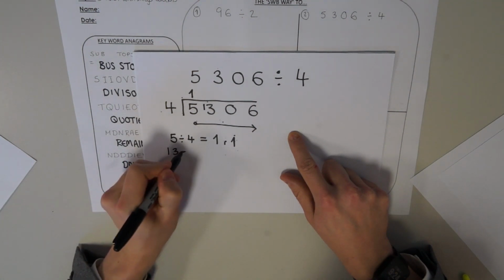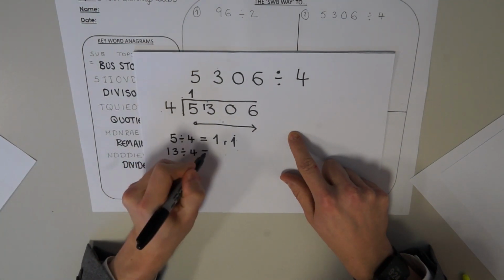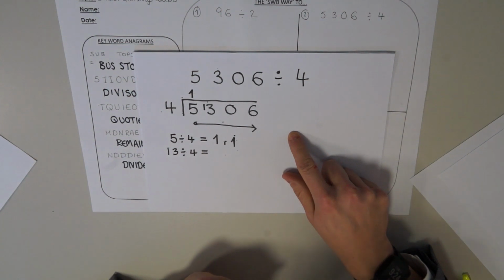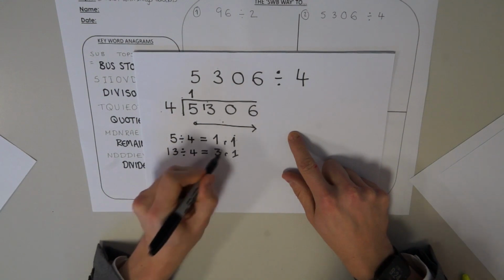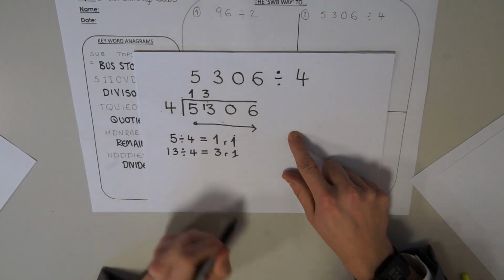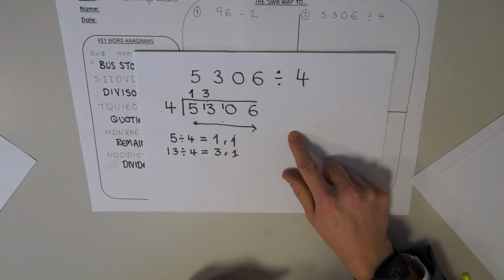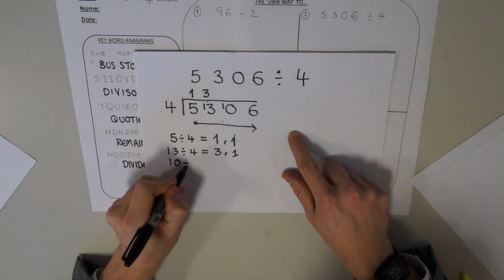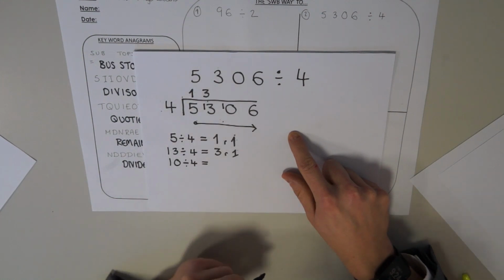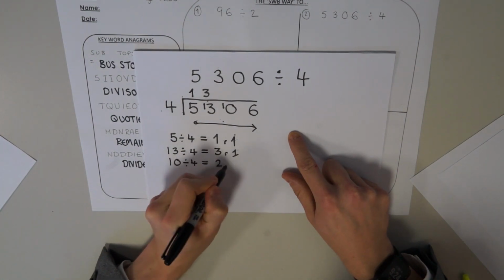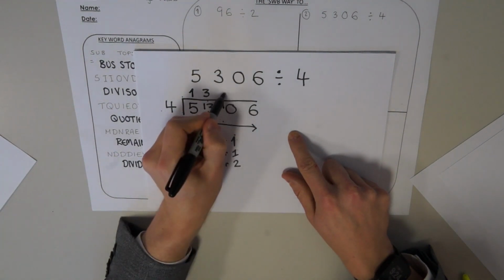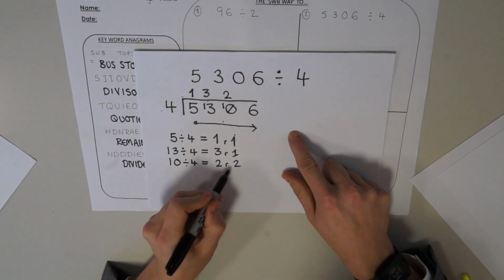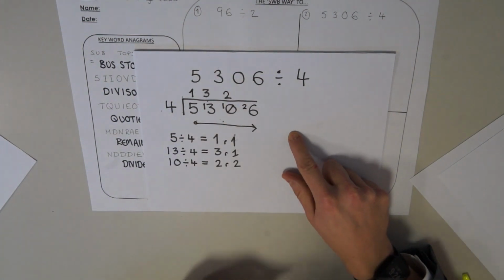I now do 13 divided by 4. 13 divided by 4 is 3, remainder 1. The 3 goes above the 13. The 1 goes next to the 0. I'm now going to do 10 divided by 4. 10 divided by 4 is 2, remainder 2. The 2 goes above the 10, and the remainder goes next to the 6.